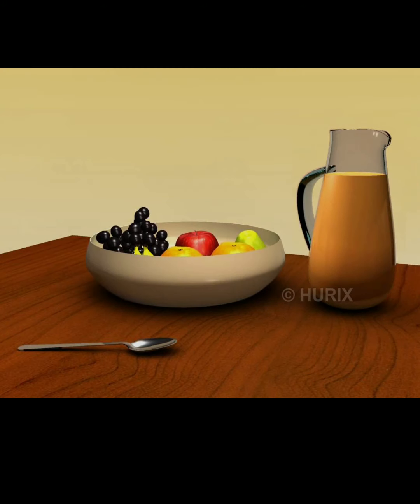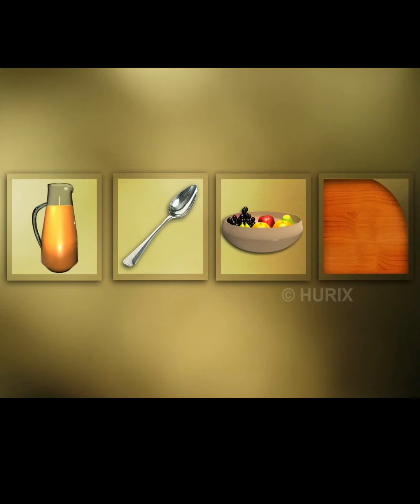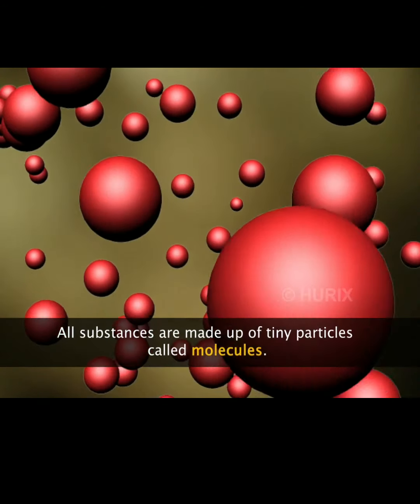In everyday life, we use various objects that are made from different substances. For example, the spoon is made from a metal. The water jug is made from glass. The fruit bowl is made from plastic. And the table is made from wood. But, do you know what all these substances are made up of? All substances are made up of tiny particles called molecules.